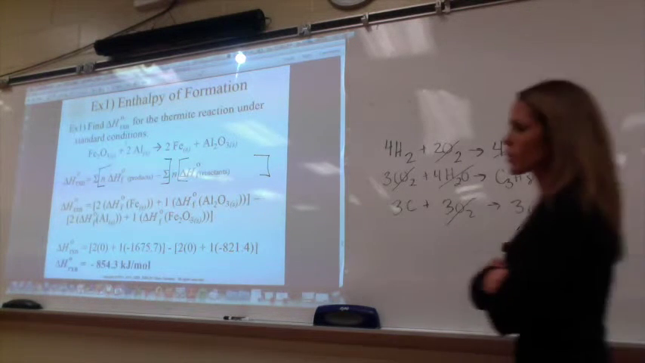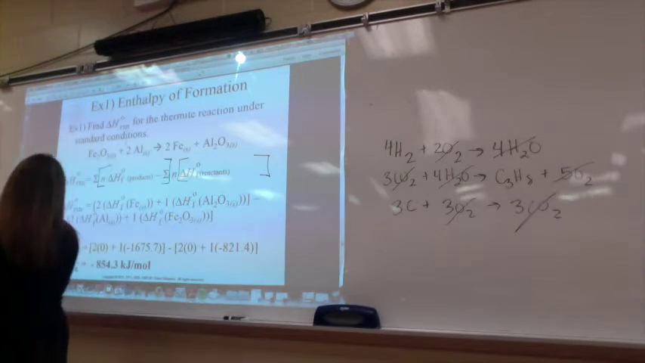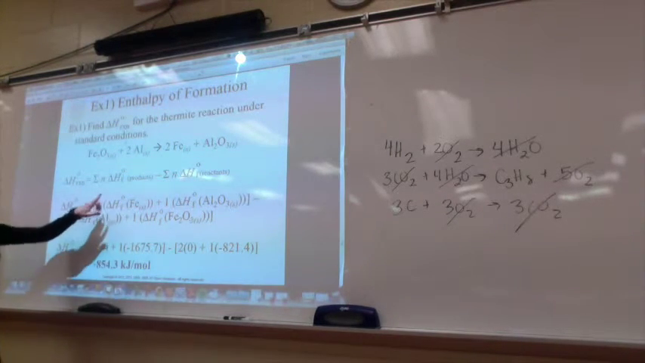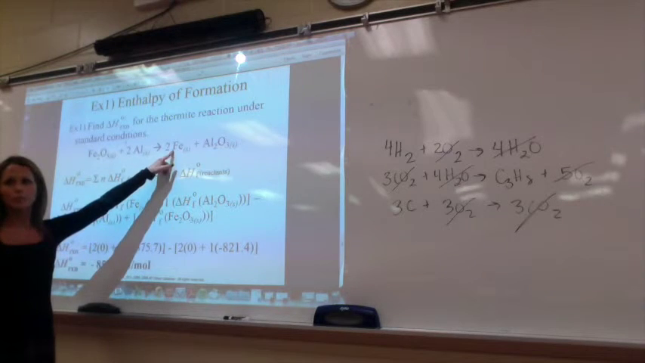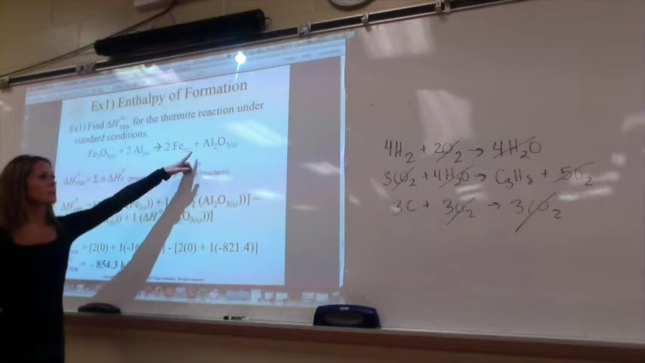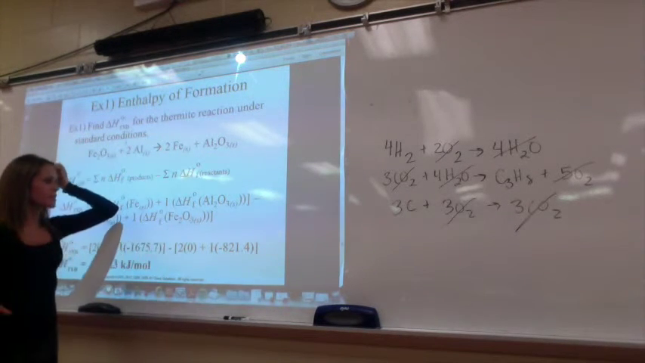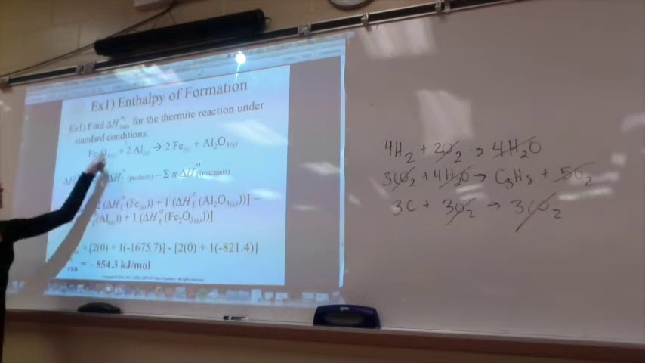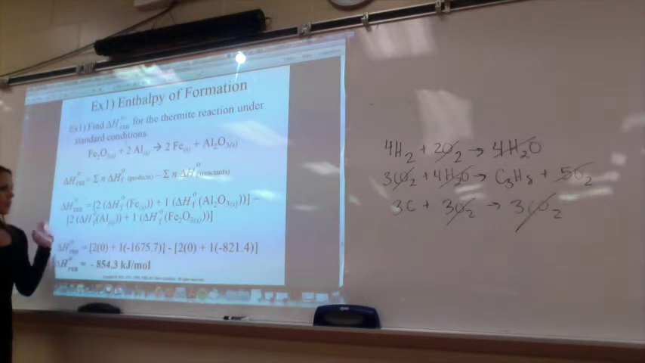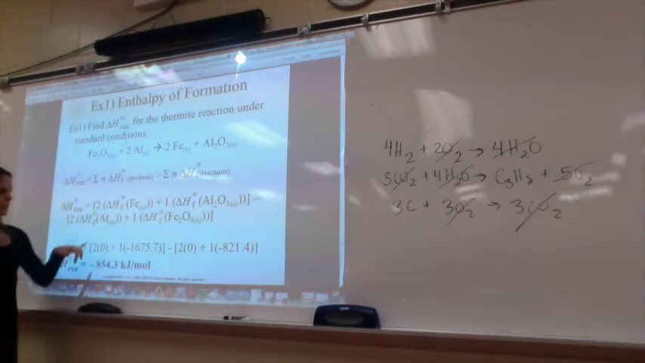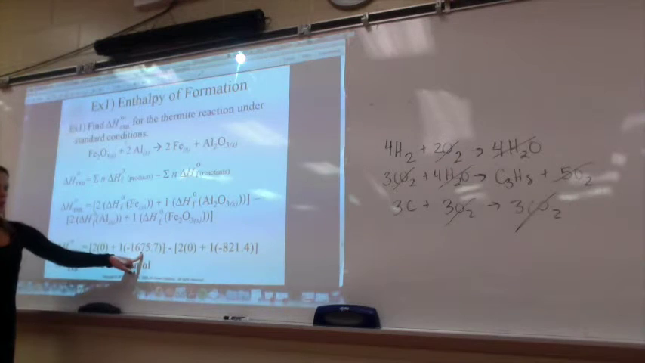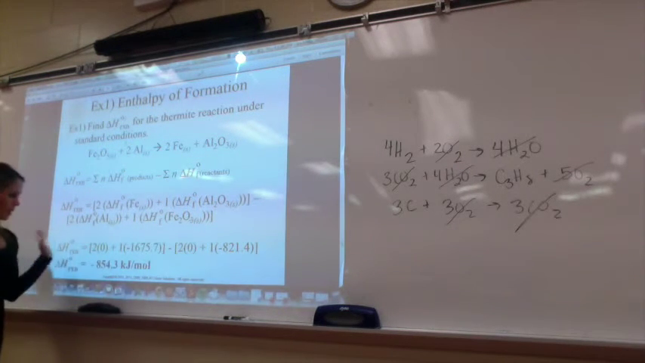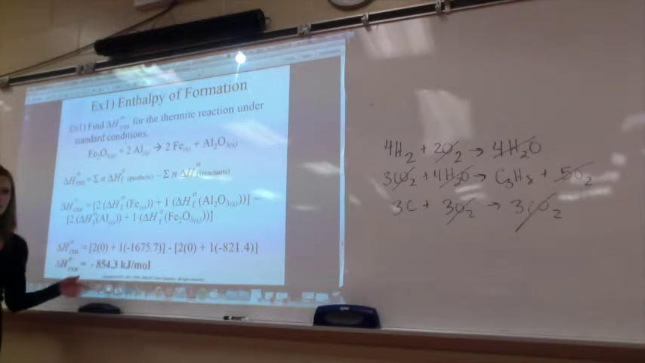This is given to you already, so let's just look at the values. So we do sum of 2 times iron product plus the sum of, which is 1 times aluminum oxide, minus 1 times iron oxide, and then 2 times aluminum. But when you go to plug in the values, iron is a 0. This value you'll look up. The aluminum is a 0, and then that value you would look up. And then you just plug it in, and you would solve.